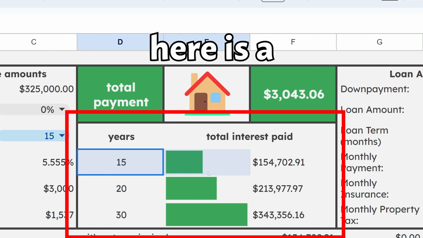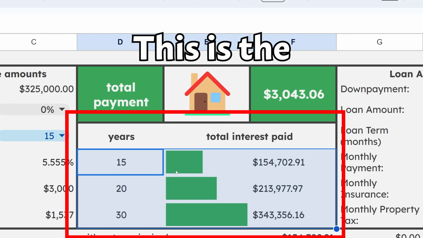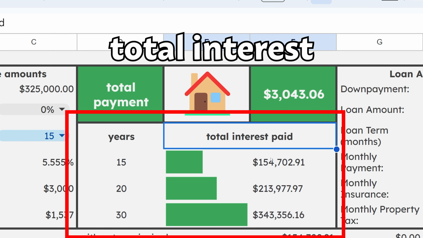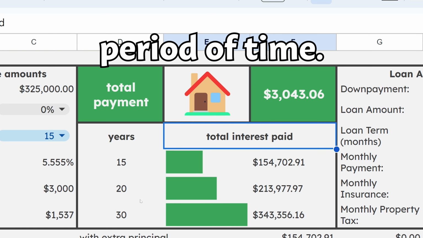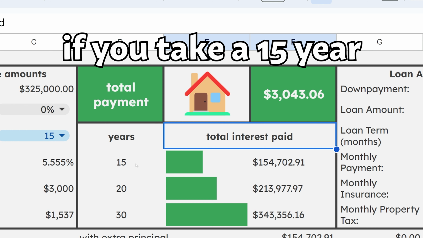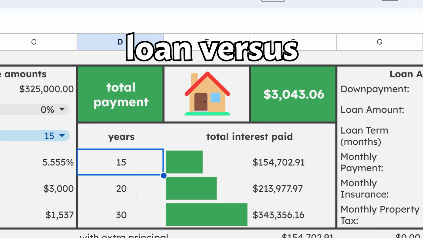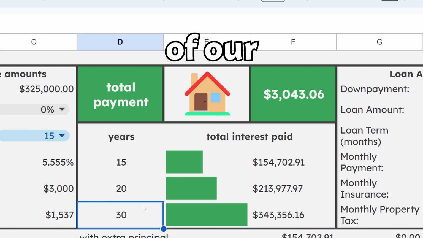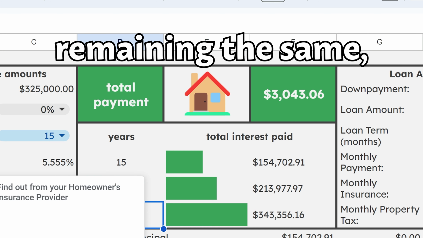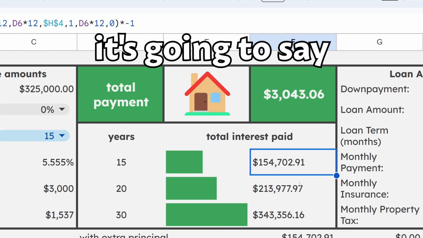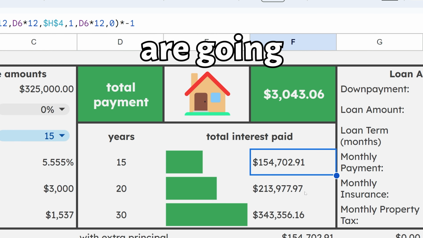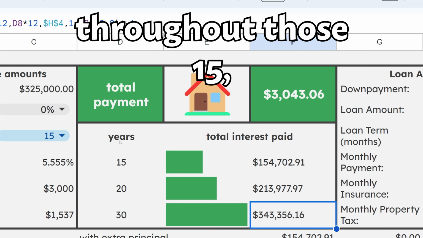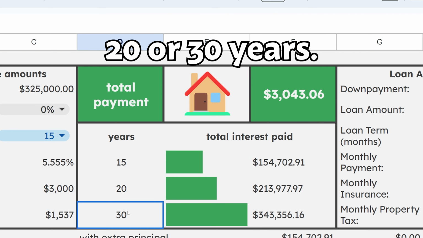And then underneath here is a nice little bonus. This is the total interest paid per period of time. So this is comparing if you take a 15-year loan versus a 20-year loan versus a 30-year loan with all of our other assumptions in this sheet remaining the same. It's going to say how much you are going to pay in interest throughout those 15, 20, or 30 years.